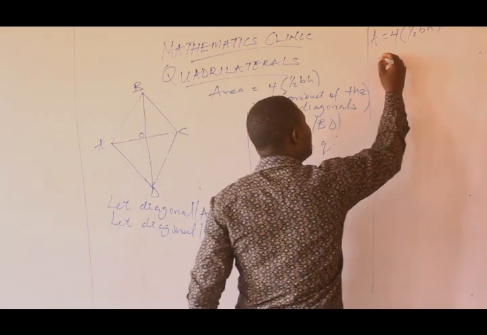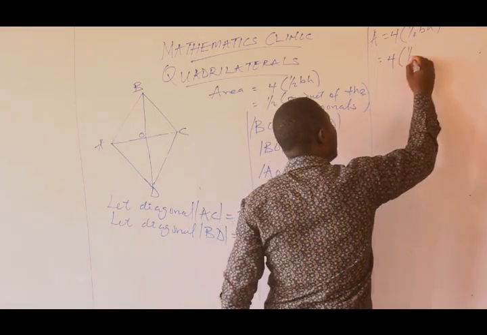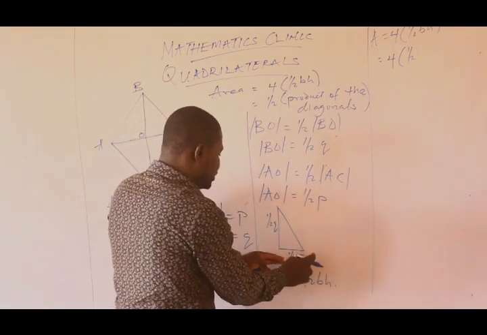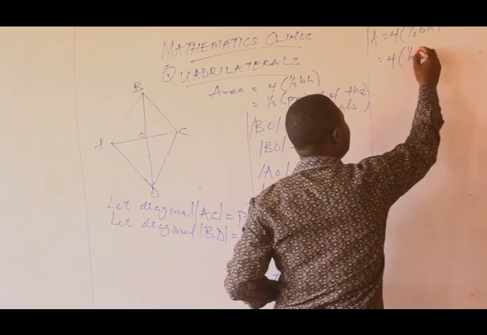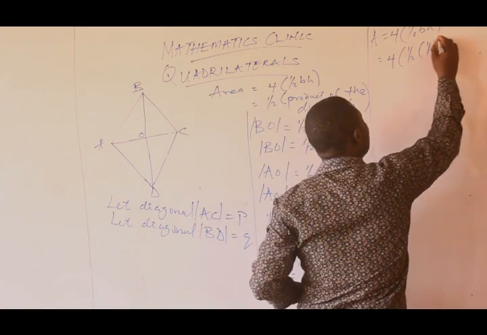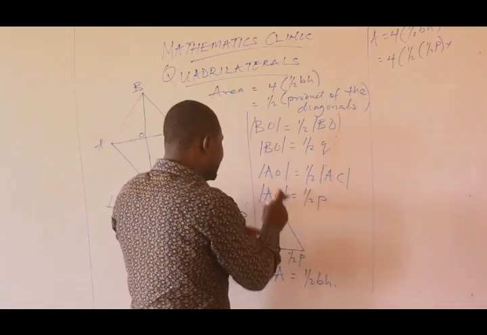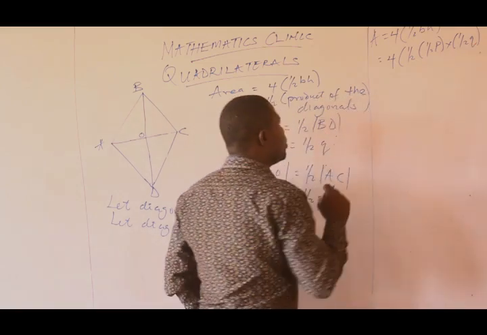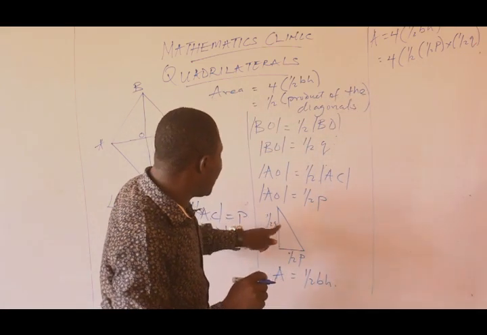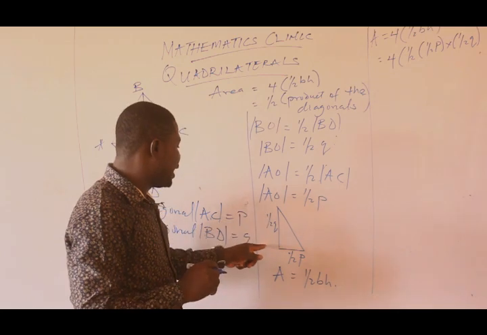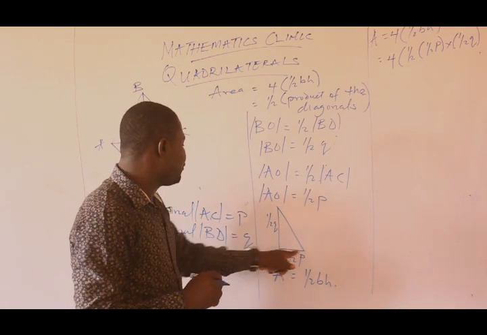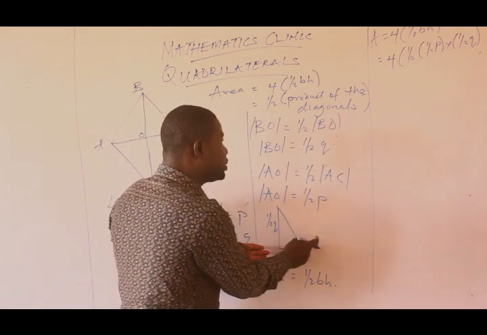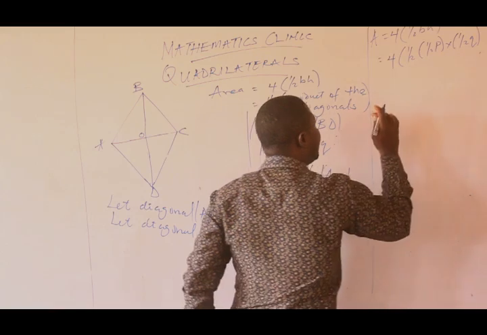So we have 4 multiplied by half of what? Now what is our base? Half of P. And what is our height? Half of Q. So if the right angle triangle is half base times height, and our base is half of P, and our height is half of Q, so we substitute this into what we have here.